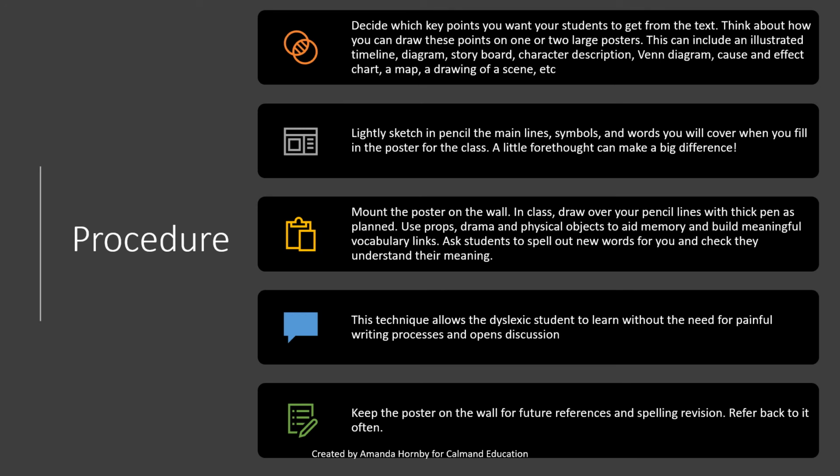So what you would do with this activity is decide which key points you need your students to remember from the text that you are learning about, and think about how you can draw these on 1 or 2 large posters. You can include an illustrated timeline, a diagram, a storyboard, or a character description. If we go back to Mrs. Pratchett in the earlier example, in this visualising exercise, you could maybe do this on the poster afterwards. It can include an illustrated cause and effect chart, a map, a drawing, or a scene, whichever you want to do.